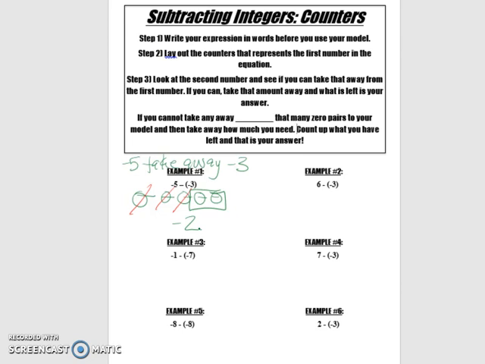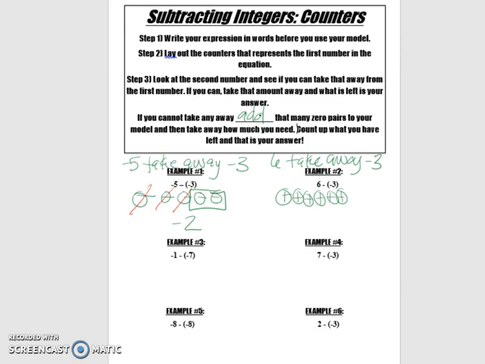Let's look at example number 2. Let's follow our steps. Write your expression. So we have 6 take away -3. So then step 2 is lay out the counters for your first number. So we have +6. 1, 2, 3, 4, 5, 6. All right. Now, we need to take away -3. All we have here are positives. So we have no negatives to take away. So if you cannot take any away, we need to add that many 0 pairs to our model and then take away how much we need.